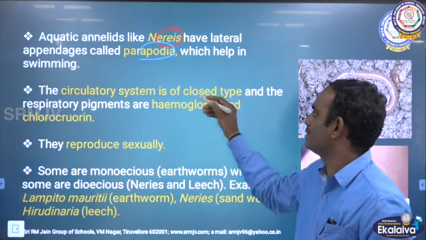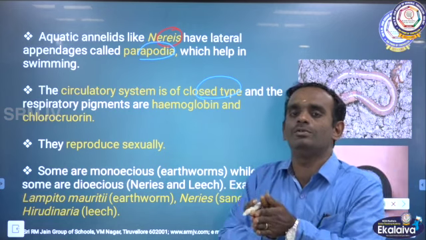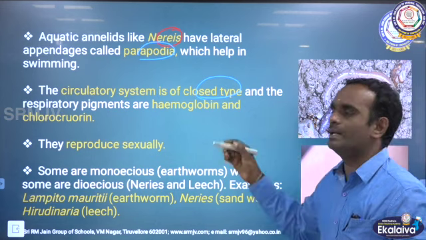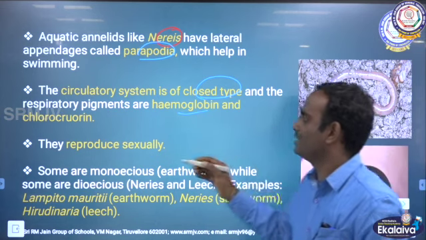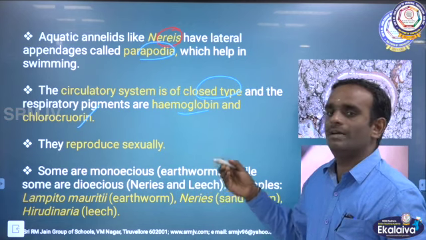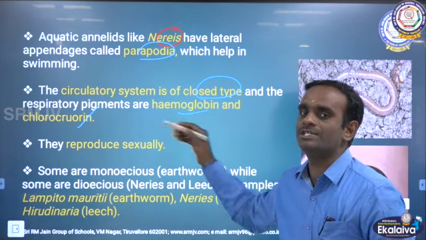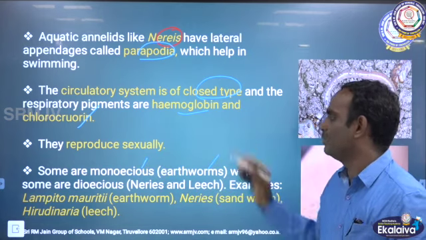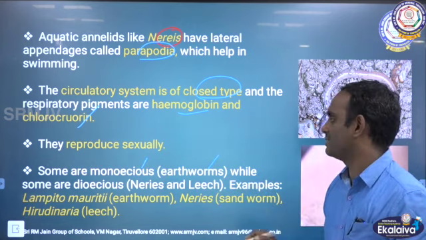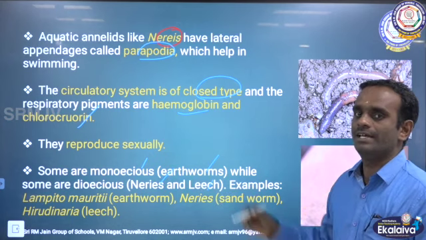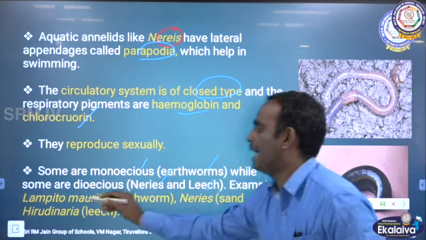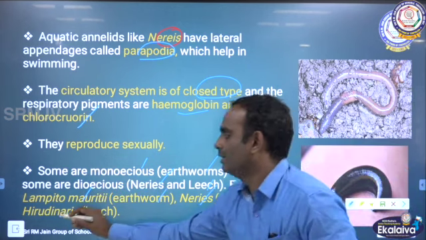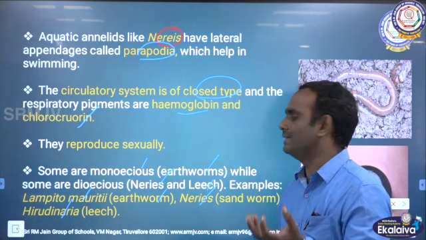Then the circulatory system is closed. The blood flows through the blood vessels. So, it is said to be the closed type. And the respiratory pigments are hemoglobin as well as chlorocruorin. They reproduce sexually. Some are monoecious, example earthworm, and some are dioecious, example Nereis and leech. Examples for this Annelida are Lumbricus terrestris, which is nothing but earthworm, Nereis and Hirudinaria. Hirudinaria is nothing but leech.